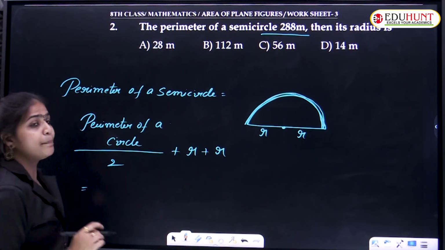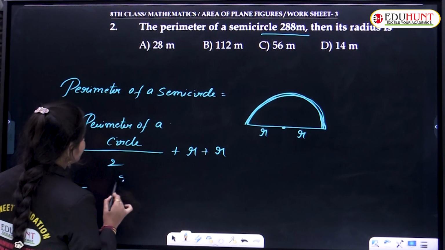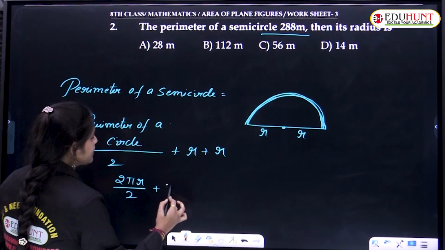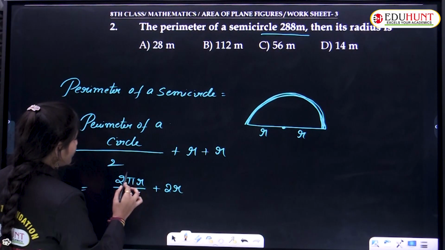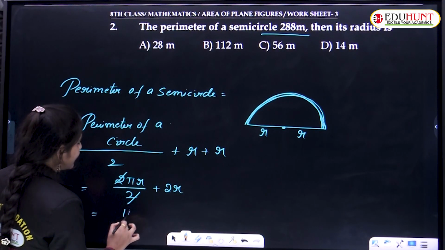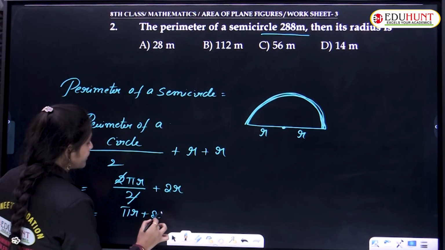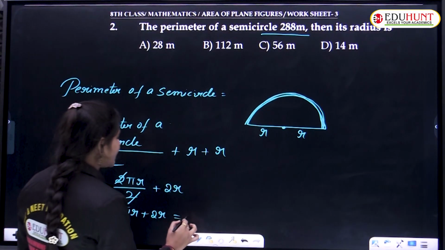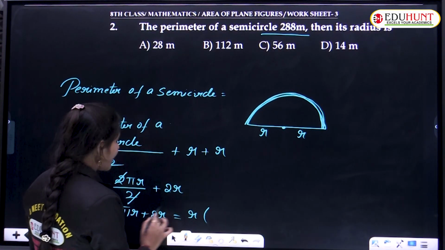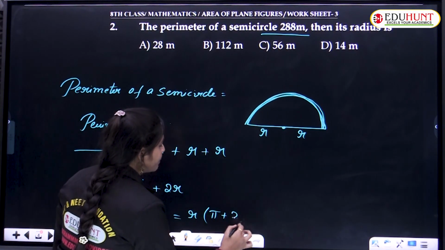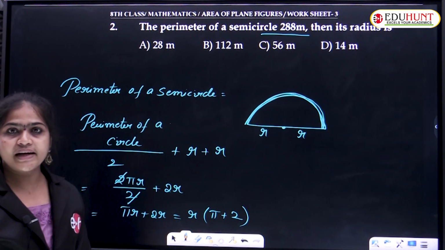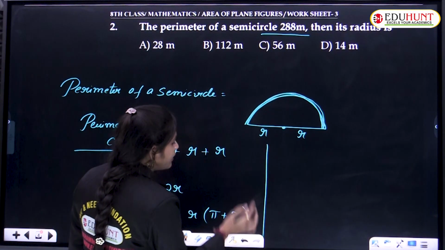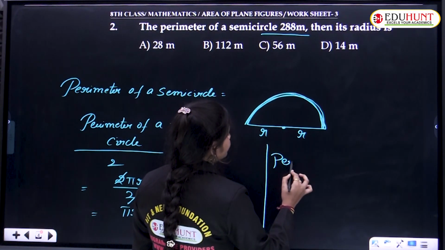Now the perimeter of a circle formula is 2 pi r by 2, plus r plus r which is 2r. The 2 and 2 get cancelled, so pi r plus 2r. R is common, so take r as common: r into pi plus 2. This is the formula to find the perimeter of a semicircle.